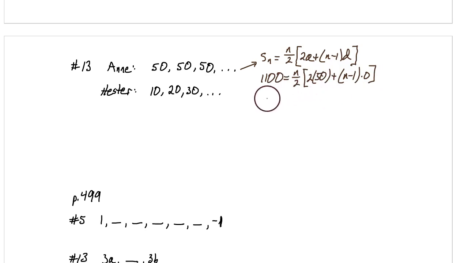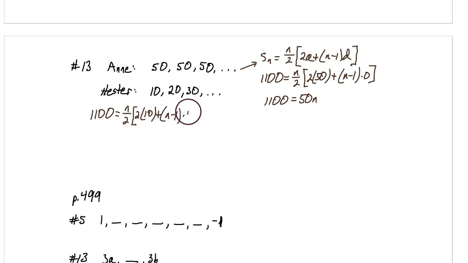Next, let's simplify a little bit on the right side of this. 2 times 50 is 100, and 100 times n over 2 is 50n. At this point, I'm going to stop working on this equation. Now I'm going to examine Hester's situation and apply the sum formula for Hester. The sum is 1,100 pages, and that's equal to n divided by 2 times 2 times the first term plus n minus 1 times d. And for Hester, d is 10.